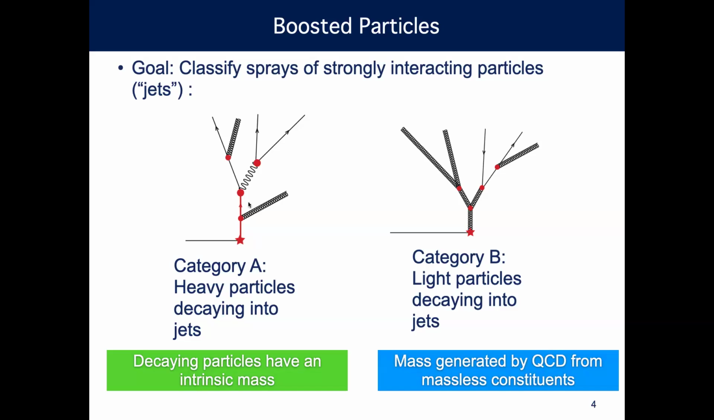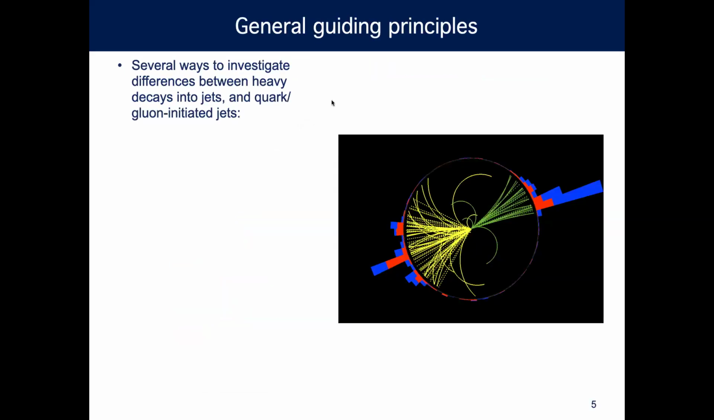But there are so many scales here. I mean, for top quarks, there's actually two mass scales here that are not present in QCD. So we should really be able to distinguish them, and we can. But the idea is that we need to understand what's happening over here for the QCD radiation in order to distinguish it between something that's more lumpy in structure, let's say. So there's lots of ways to investigate the difference between heavy decays into jets and quark or gluon-initiated jets.